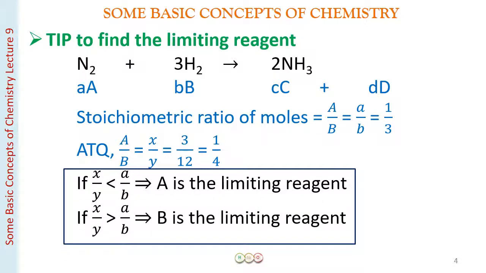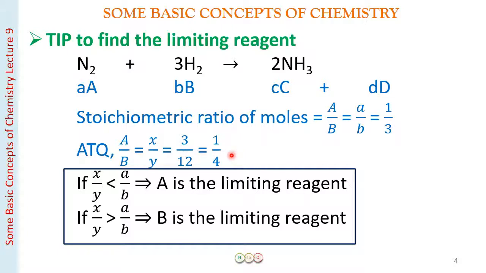Okay. And now what you see is that if the X by Y ratio is less than a by b, then A is the limiting reagent, whereas if X over Y is greater than a by b, B is the limiting reagent. For the nitrogen reaction, you can see that the a by b ratio is 1/3, whereas the X by Y ratio is 1/4. So X by Y is less than a by b. So nitrogen is the limiting reagent.